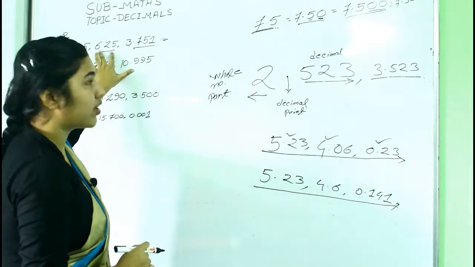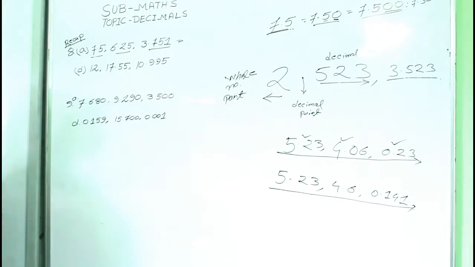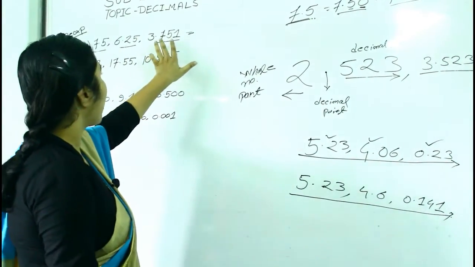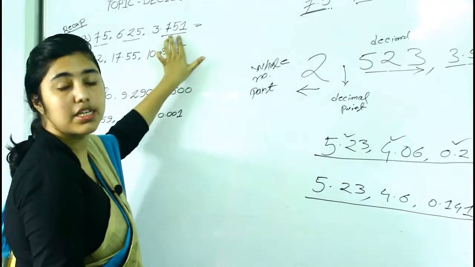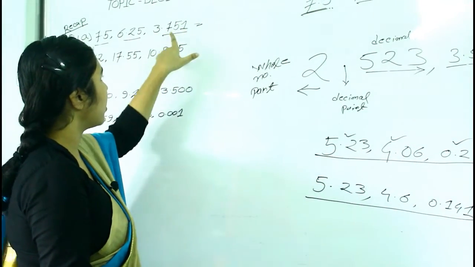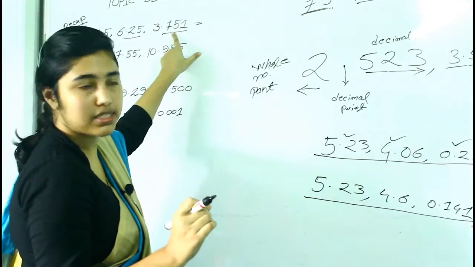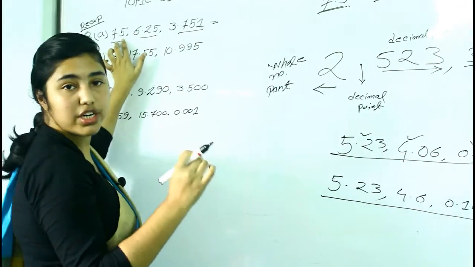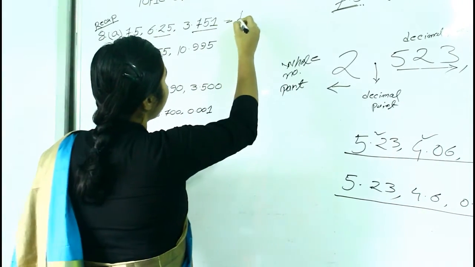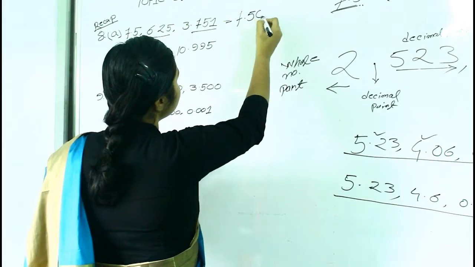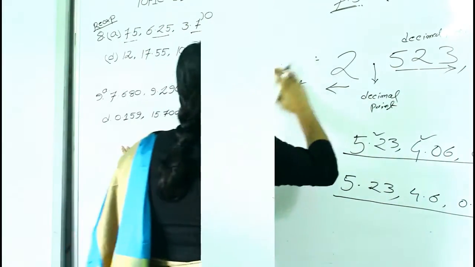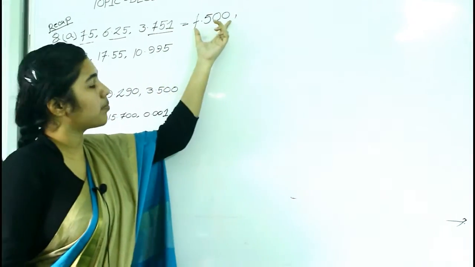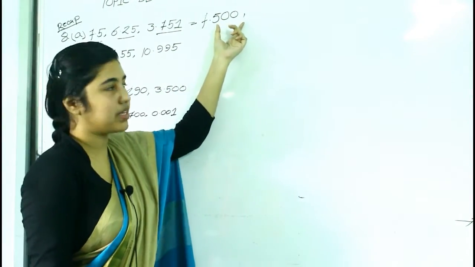Now here we have to convert each of these numbers into up to 3 decimal places, because our last number has 3 decimal places. So first convert 7.5 into 3 decimal places. So write 7.5 and add 2 zeros. Okay. So now this number has 3 decimal places.